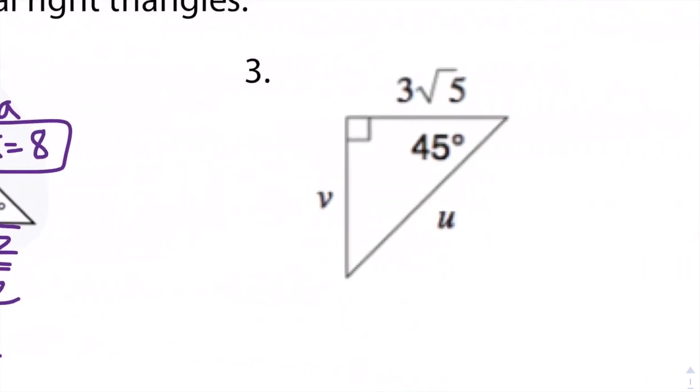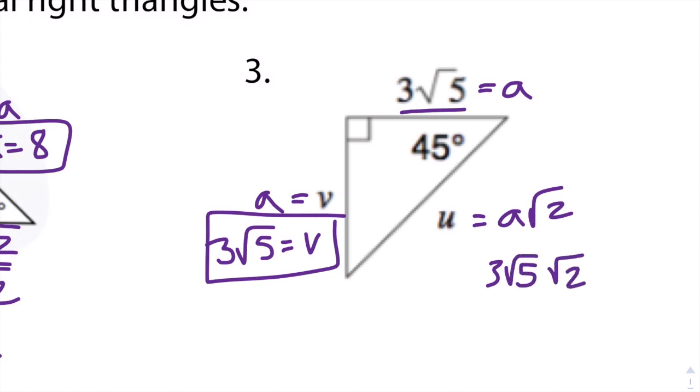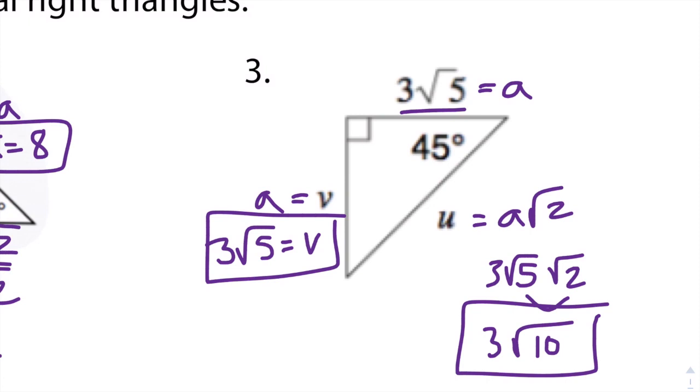Okay, so this example is a little different. We've got our two short sides as A. This will be our A root 2. We know that A is 3 radical 5, so wherever A is, I'm going to plug in a 3 radical 5. That makes it easy here. But here is a little different. We've got 3 radical 5 radical 2. And hopefully you remember that when we multiply these radicals, we're just going to multiply the insides. So we get 3 radical 10. That's our U. Oops. There we go.